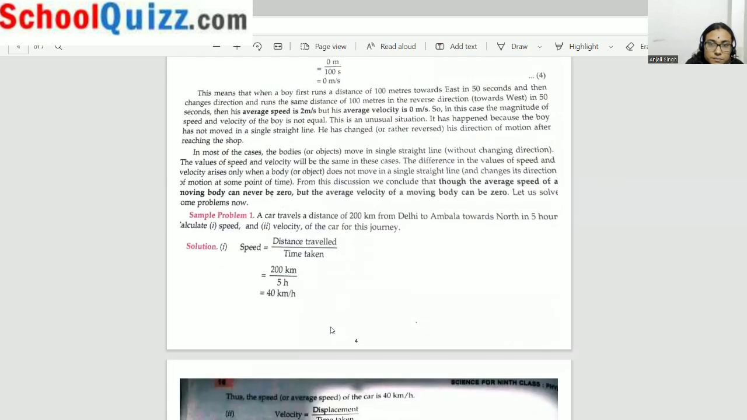Clear? Now, the average speed of a moving body can never be 0. Speed can never be 0, but the velocity can be 0. So I want to tell you, please mark it as very special: the average speed of a moving body can never be 0, but the average velocity of a moving body can be 0. Clear? That is a very important point, students.